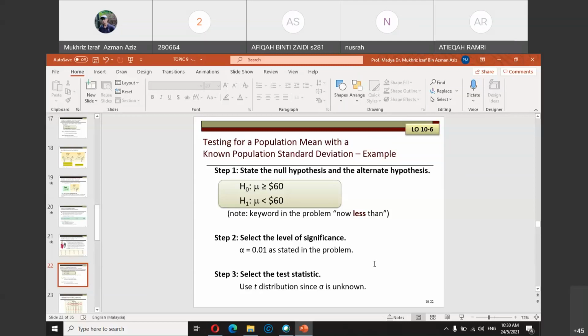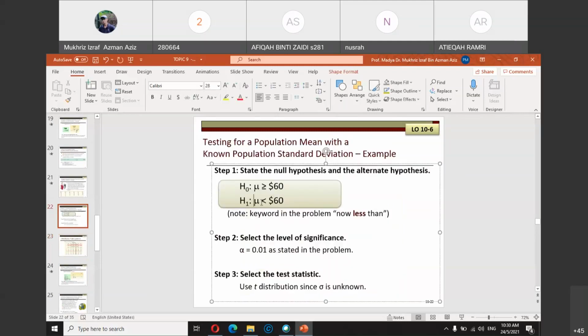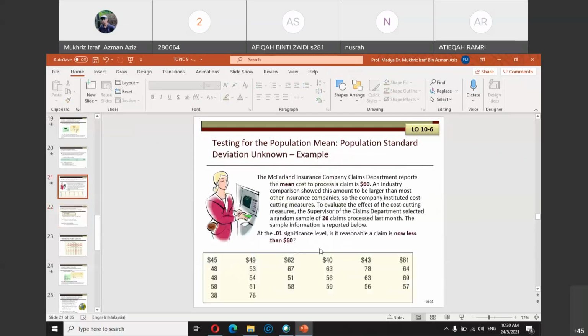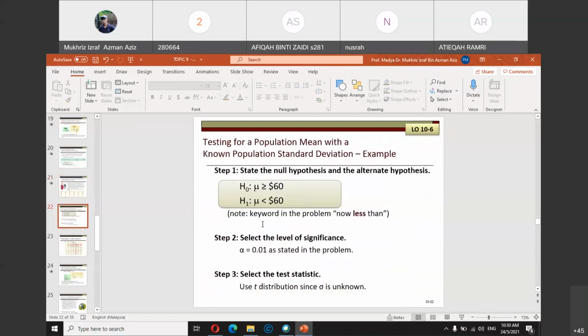So here, it is a one sample, one tail test, and your alpha is 1%. So you need to know whether it's one tail or two tail, and determine what your alpha is and also what your sample size is. Your sample size is 26. So you need these 3 pieces of information: one tail or two tail test, what your alpha is, and what your sample size n is.